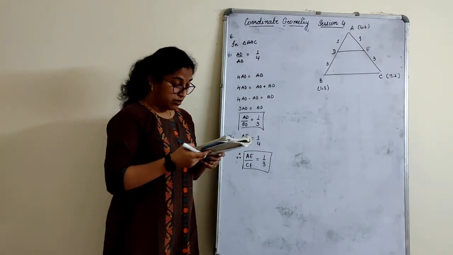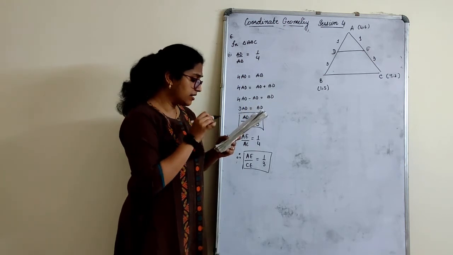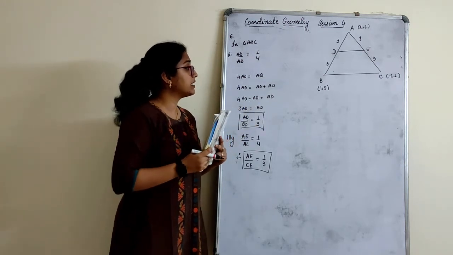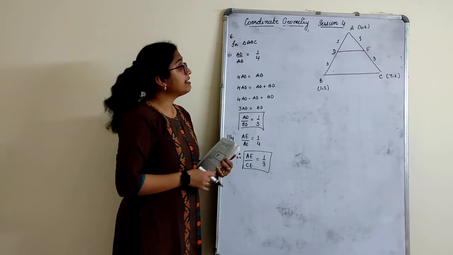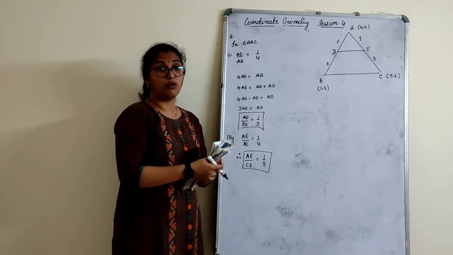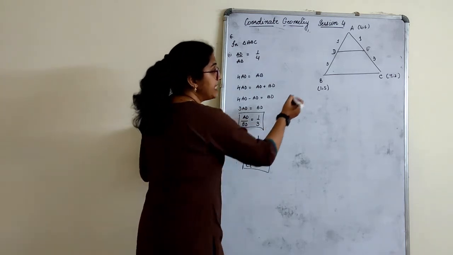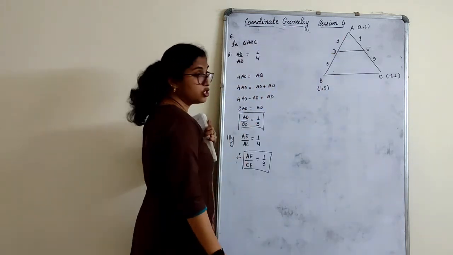Okay. Calculate the area of triangle ADE and compare it with the area of triangle ABC. Now to calculate the area of triangle ADE, I am not aware of the D and E coordinates. How do I find the D and E coordinates? I can find the D coordinate by the section formula.